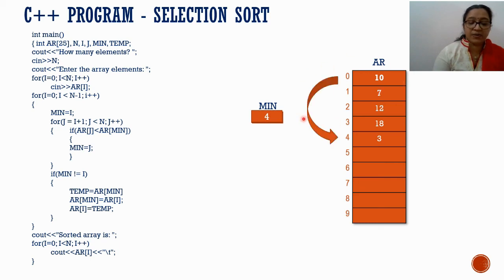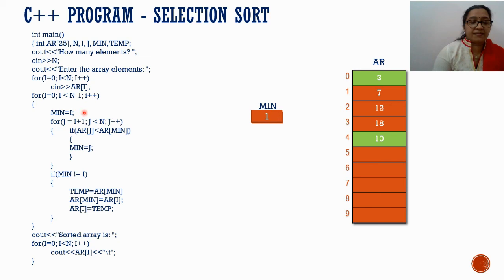How can we swap it? Yeah, 3 we want to move to the 0th position and the 10 we want to move to the 4th position. So now swapped. That's why we used a temporary variable here. Understood? So now pass 1 is over. Now again i plus plus. So i is 1 now. Okay. So now min changed to 1.